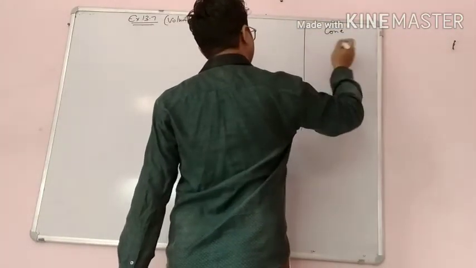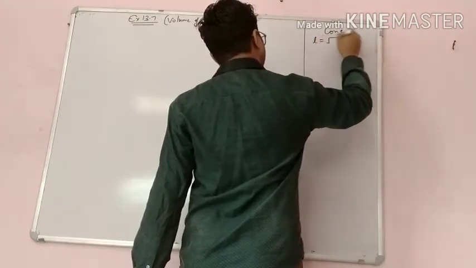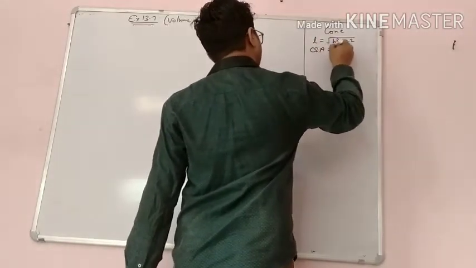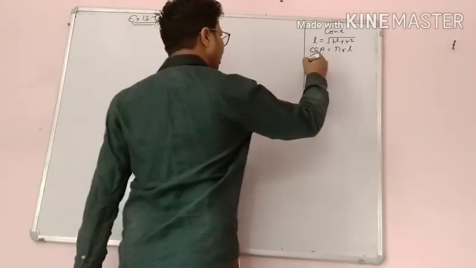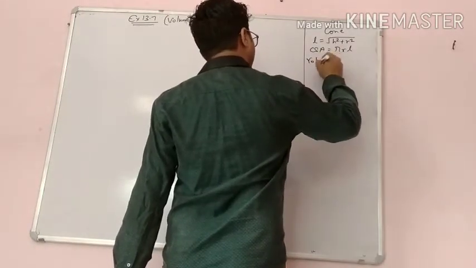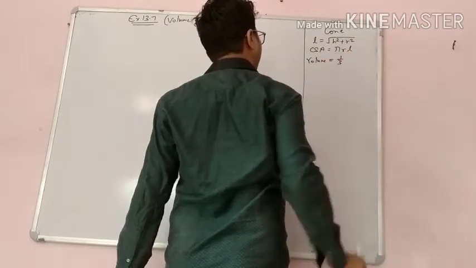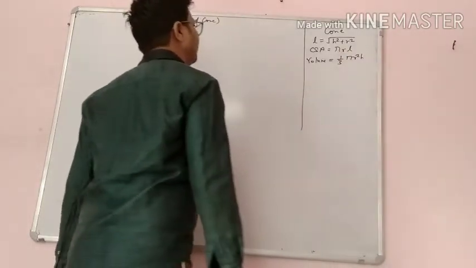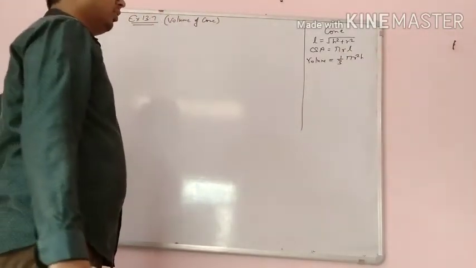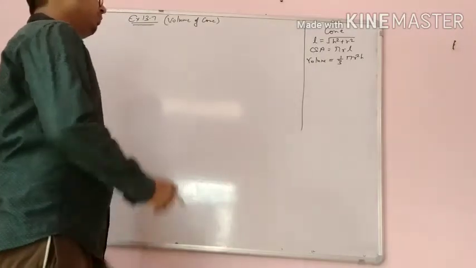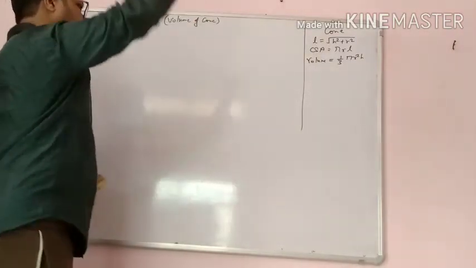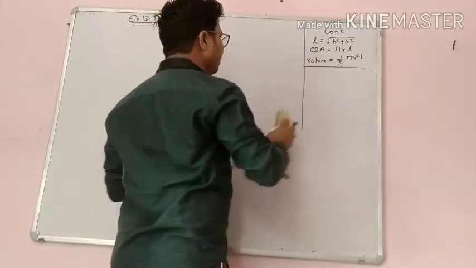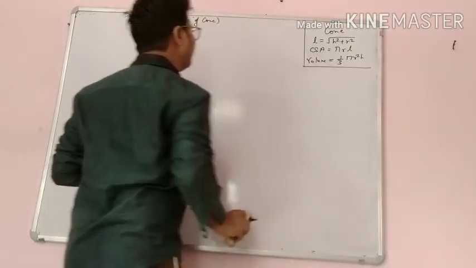If we talk about the slant height, then l squared is equal to h squared plus r squared. CSA, because we will use that also, is pi r l. And the third one is the volume. Volume of cone is equal to 1/3 of the volume of cylinder having the same base radius and height. Clear about that? Now see the questions based on that. Three things you have to remember here. First is l, then the curved surface area, then the volume.